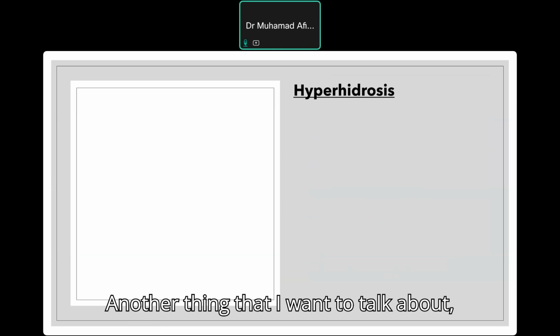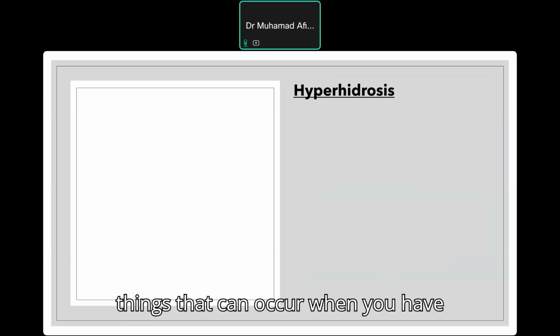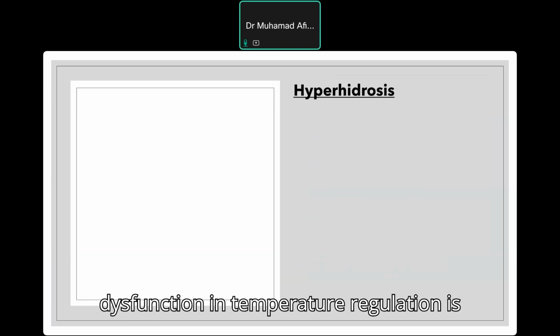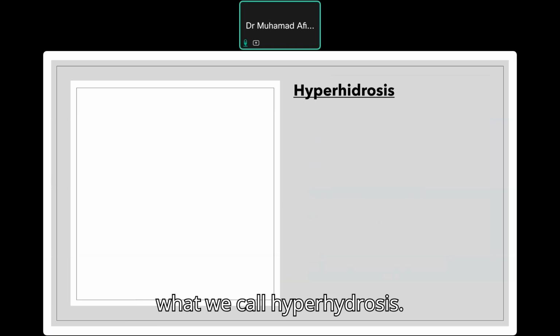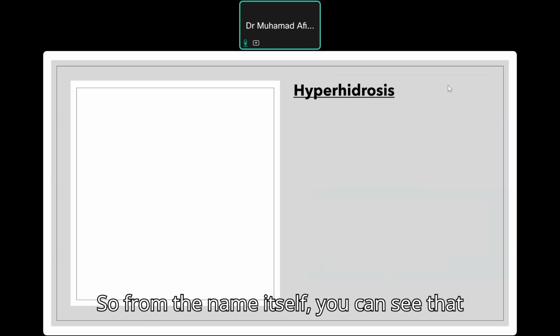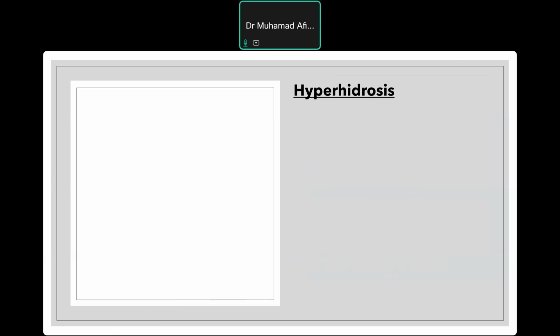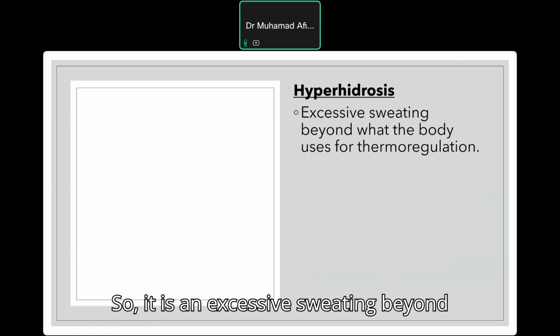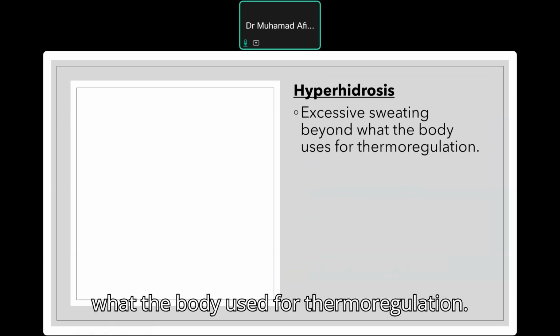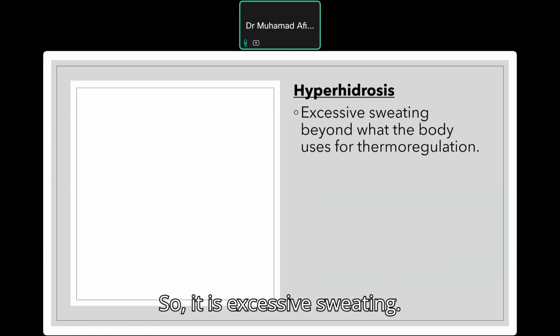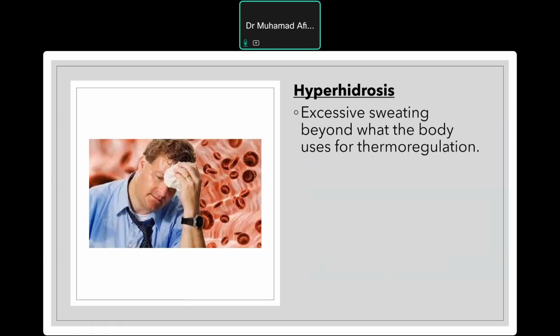Another thing that I want to talk about, something that can occur when you have dysfunction in temperature regulation, is what we call hyperhidrosis. From the name itself, you can see that there is excessive sweating. So it is excessive sweating beyond what the body uses for thermoregulation.